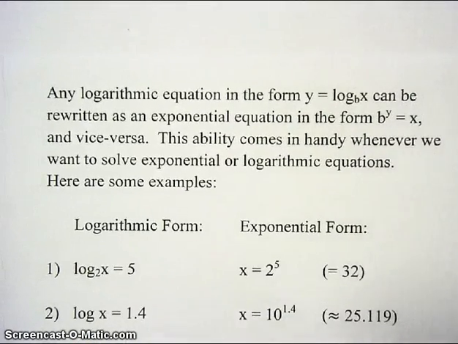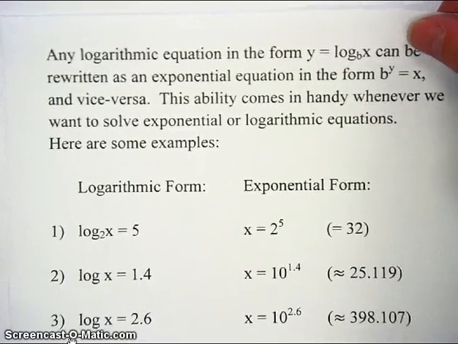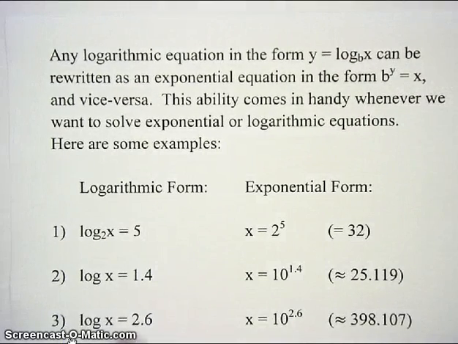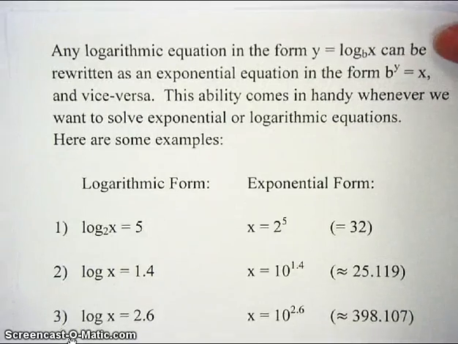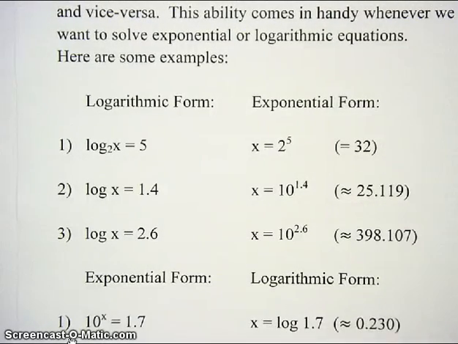Another one, log of x. Again, this is a common log because there's no base written here, so it's assumed to be 10. Log of x equals 1.4. We can rewrite that as 10 to the 1.4 power equals x, just like that. And then we can go to our calculator and evaluate 10 to the 1.4, which is about 25.119. Common log of x equals 2.6. You can rewrite that as 10 to the 2.6 power equals x, and 10 to the 2.6 power is about 398.107, approximately.